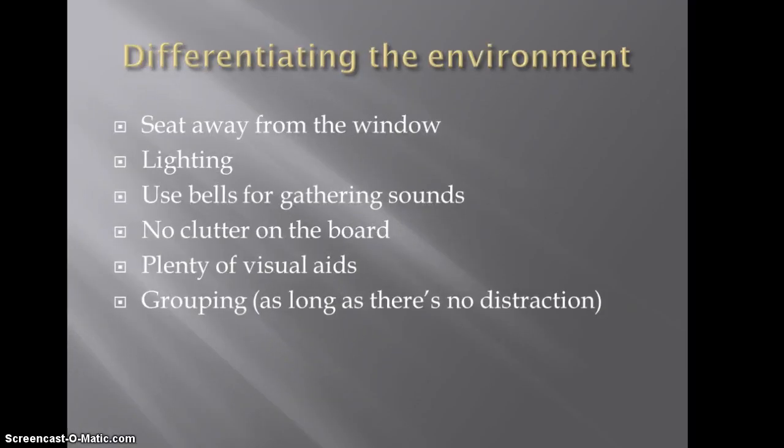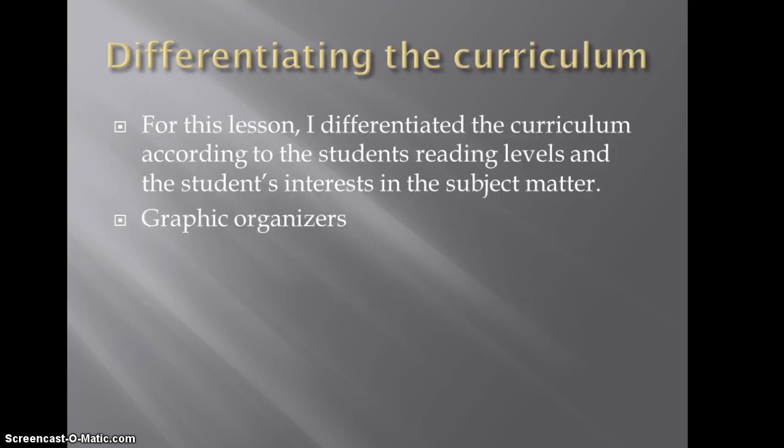Differentiating the environment. Seat these children away from the window. Sometimes dimming the lights will help. Use bells for gathering sounds. No clutter on the board. Plenty of visual aids and grouping as long as they're not distracted by it.